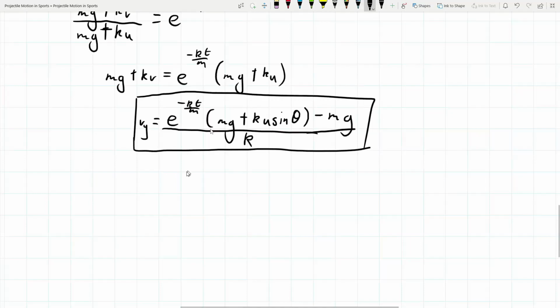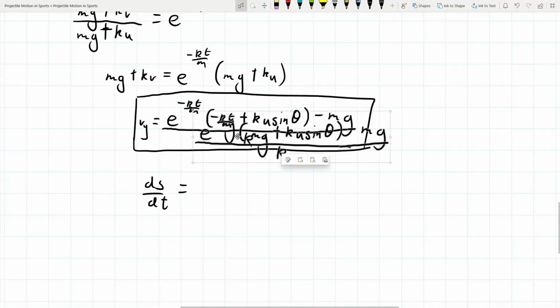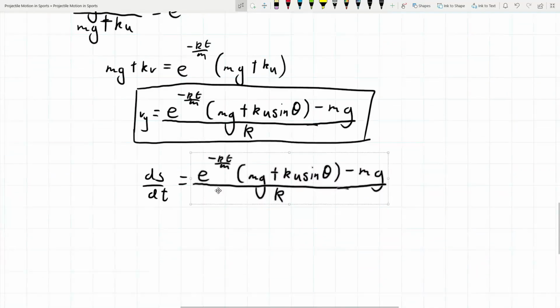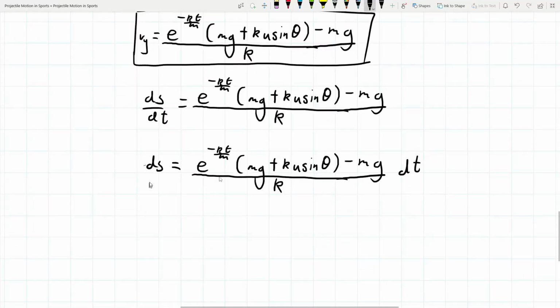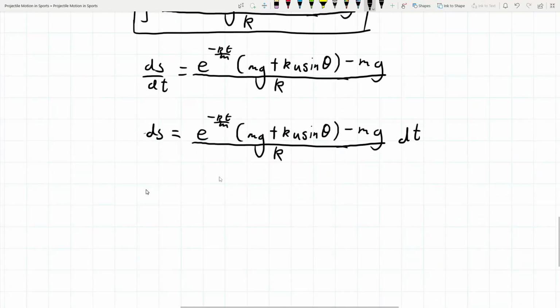Okay, and now we can say that Vy is just going to be ds over dt equals all of this, which I'm not bothered to write out again, so I'm going to copy and paste it. Boom. Multiply both sides by dt. So now we can take the integral on both sides, so we get the integral from initial displacement 0 to final is s of ds equals, I'm going to break this into two terms just to make it a bit easier.